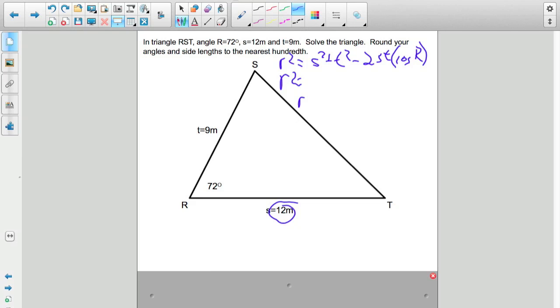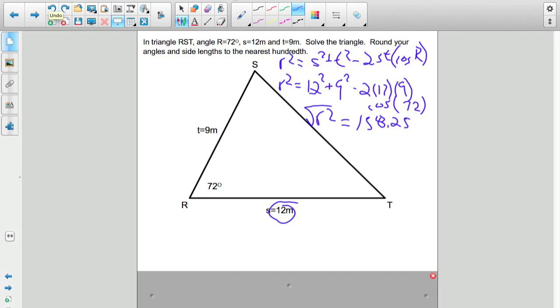Yes, Laura? Is that a 2st? This is s squared plus t squared minus 2st, 2 times s times t, times the cos of r. So r squared is equal to 12 squared plus 9 squared minus 2 times 12 times 9 times the cos of 72. So somebody got r squared for me? Did this already? 158.25.